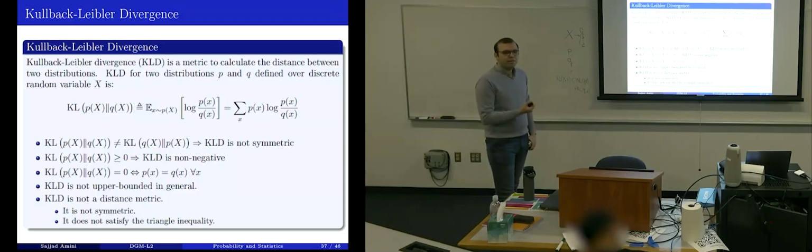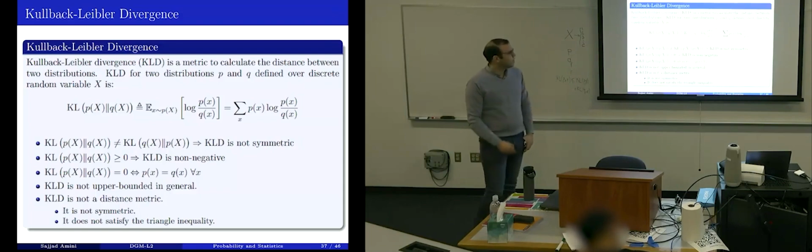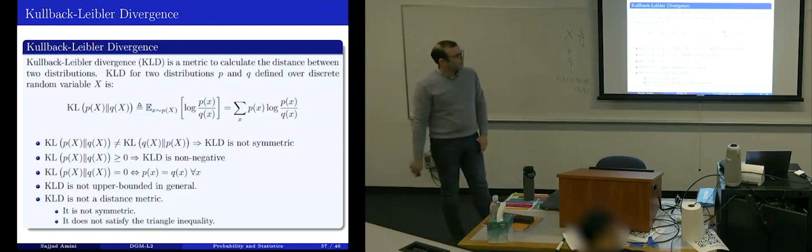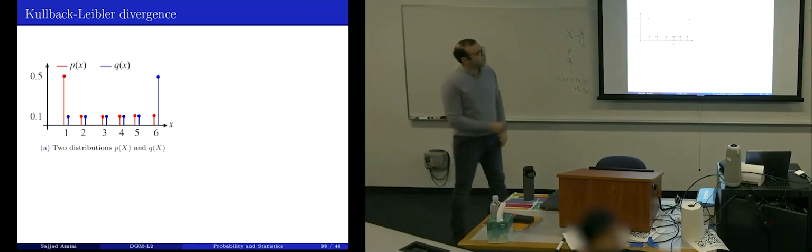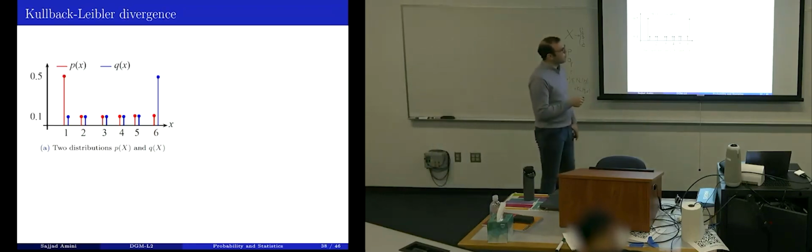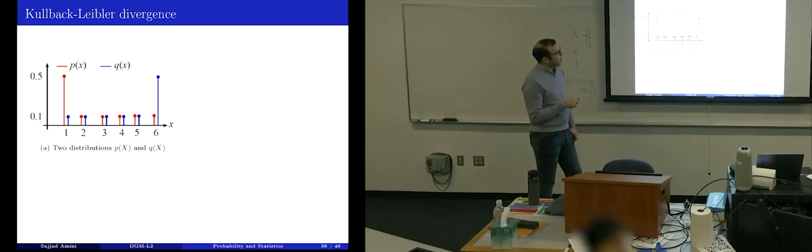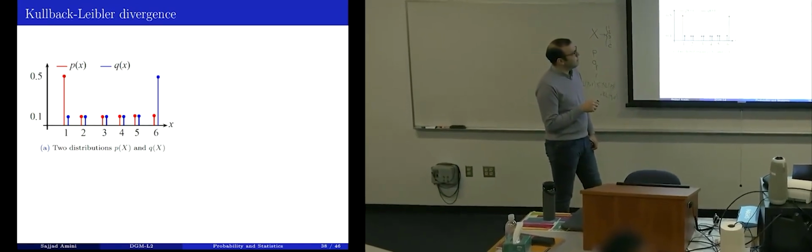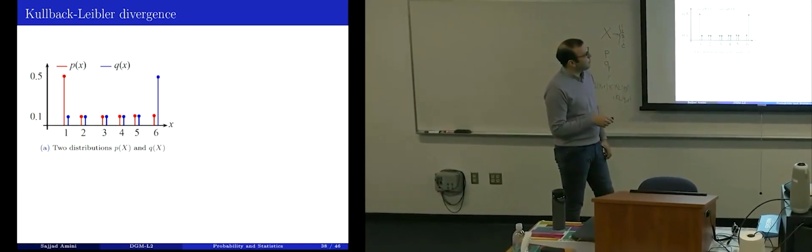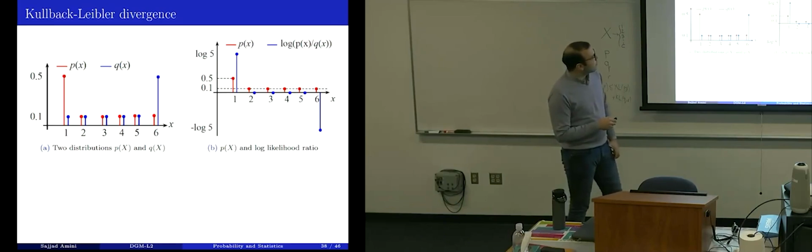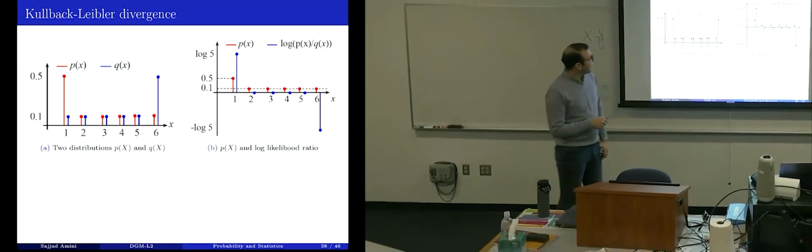We can measure how similar two distributions are, and you can see that we use it in several places. So assume that I have a categorical distribution over one random variable with 6 different states. I have two distributions, P of x and Q of x. P of x is the red PMF, Q of x is the blue PMF. What should I do to calculate the KLD?